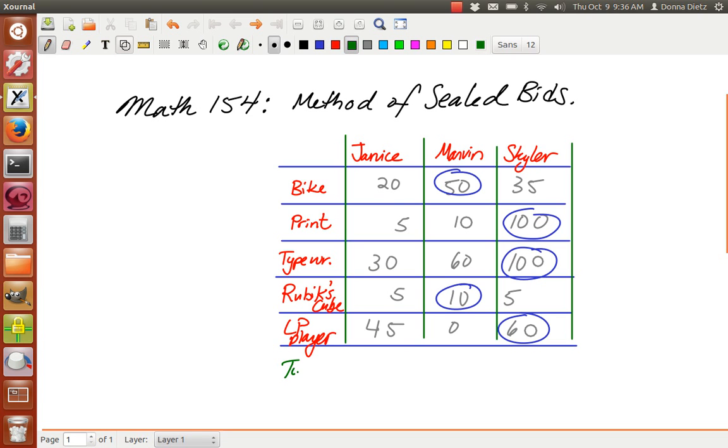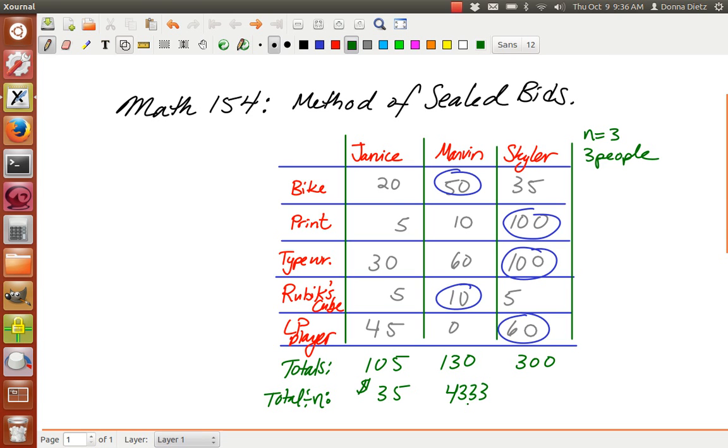Let's look at the totals. Let's see what everybody thought everything was worth. Janice thinks everything's worth $105. Marvin thinks everything's worth $130, and Skylar thinks everything's worth $300. And since there's 3 people playing, the total divided by N means what each person's fair portion is. So Janice needs to get $35 back. Marvin needs $43.33, so $43.33 is what Marvin thinks he's owed, and Skylar thinks she's owed $100.